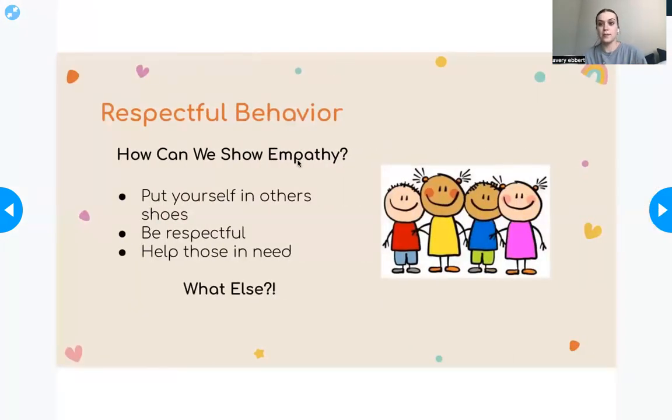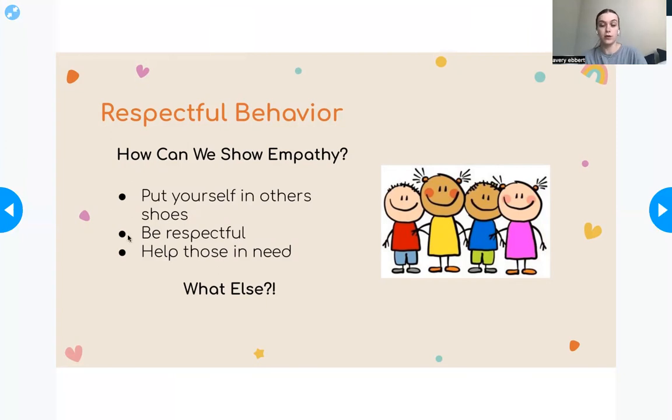So how can we show empathy with our respectful behavior? You can put yourselves in others' shoes, which means, how would they feel if I did this or said this? We can think about what they would feel. It's like the golden rule. Would you do it to them if they did it to you?